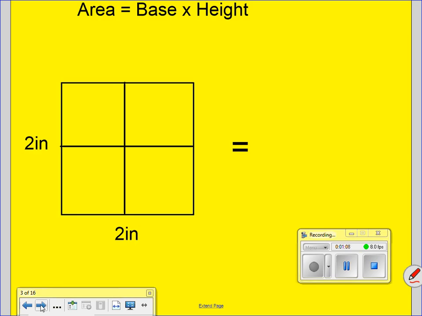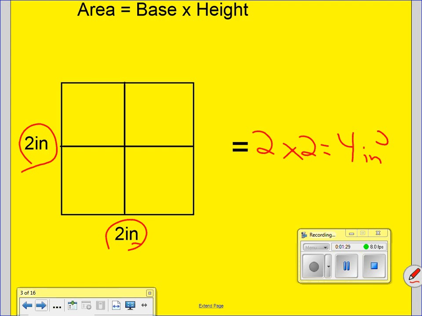Area of the base times the height. So our base is 2. Our height is 2 equals 4. What's my unit? Inches. Now, the amount of space inside of something, you always have to have inches squared. 4 square inches. 1, 2, 3, 4. Okay, keep that in mind.